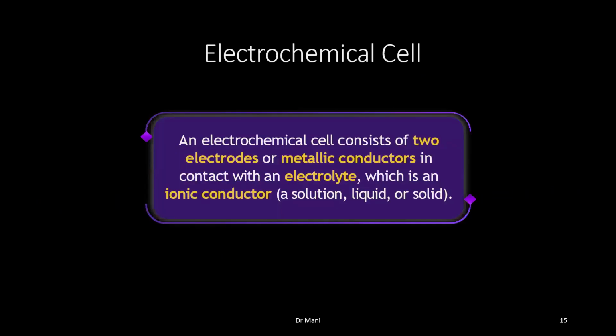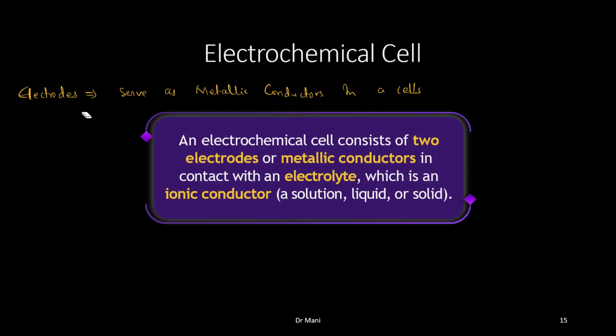So next one, electrochemical cell. An electrochemical cell consists of two electrodes or metallic conductors in contact with an electrolyte, which is an ionic conductor, a solution, liquid or solid. Remember, there are two electrodes, which serve as the metallic conductors. That means these are the metals which will conduct the current. Understood? So these electrodes serve as the metallic conductors in a cell.